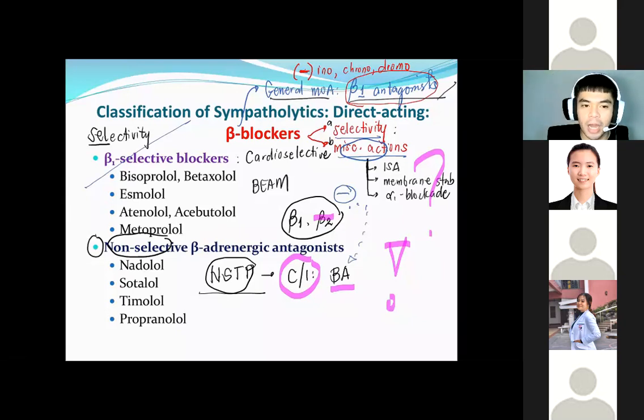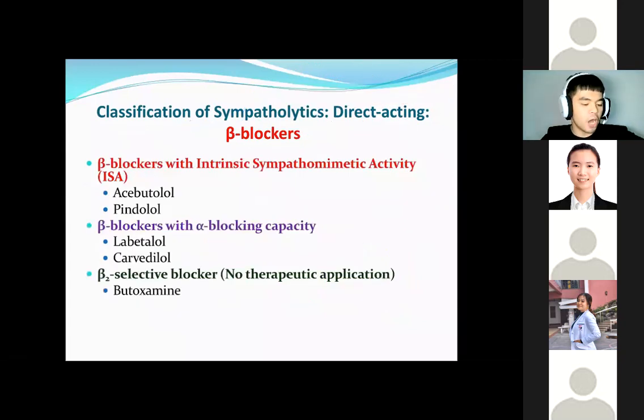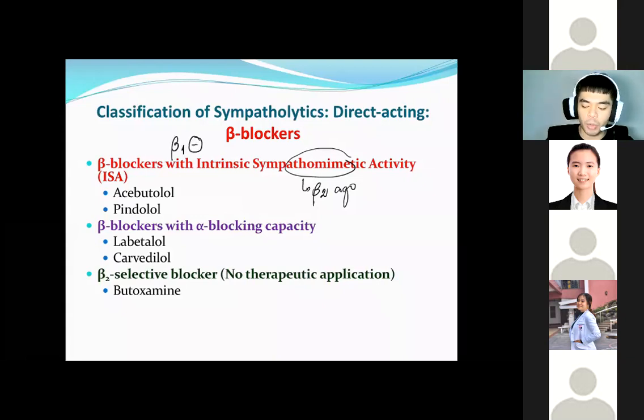So ano-ano yung mga beta blockers na yan? Number one, for beta blockers with ISA, ang ibig sabihin ng ISA ay intrinsic sympathomimetic activity, meaning to say, these beta blockers also possess mimetic effects. They can also activate, and the specific receptor that they can activate is beta 2. So these beta blockers block beta 1, but they activate beta 2. Kaya meron silang blocking effect at mimetic effect. Examples are acebutolol and pindolol.